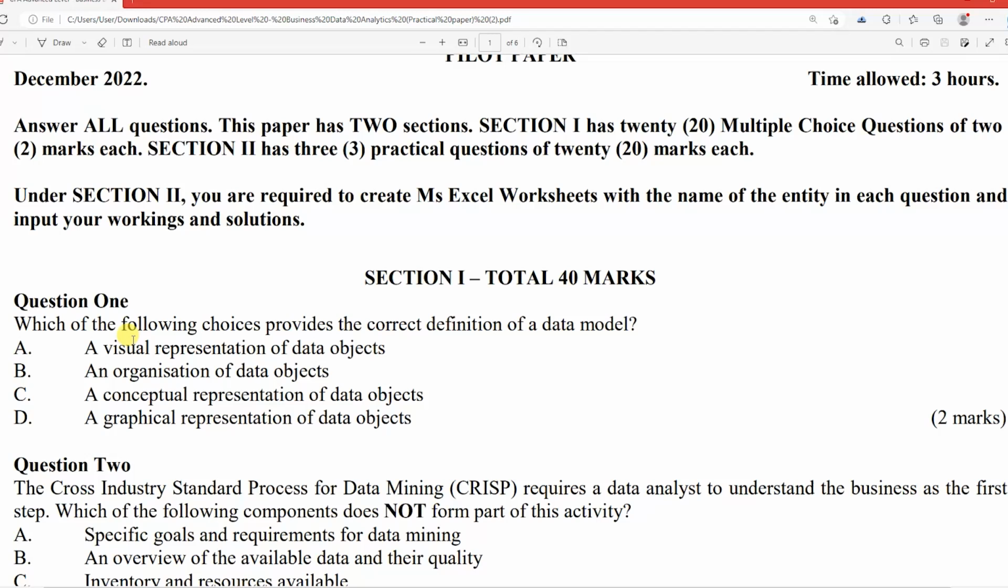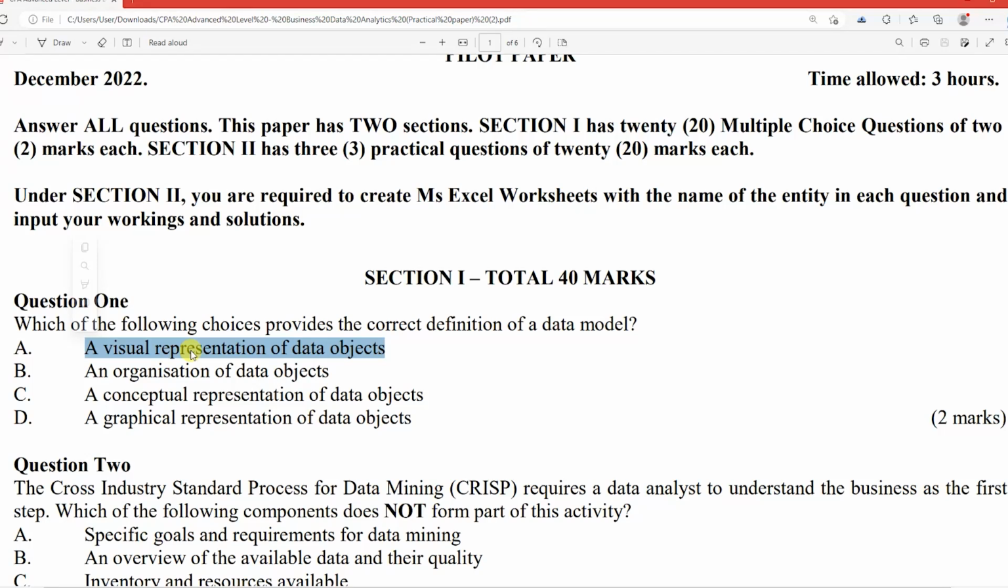Which of the following choices provides the correct definition of a data model? A, a visual representation of data objects. A is not the correct answer, because a visual representation of data objects is not a complete definition of a data model, but it can be a part of it.